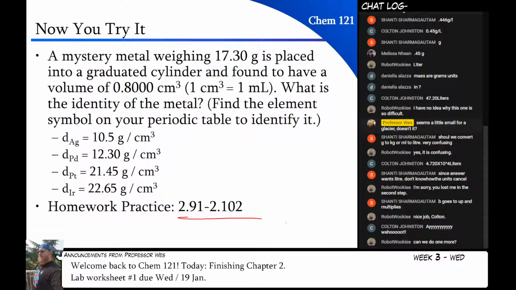All right. I'm going to give you a mystery metal. And my mystery metal has these properties. And I want you to tell me what it is based on these symbols. Now, in order to identify what each of those are, Ag, Pd, Pt, and Ir, you'll have to look at the periodic table for the name. So I want you to tell me the name of the metal based on these properties. So I'm going to give you a few minutes to do that. And then that's it for Chapter 2. We'll start Chapter 3. So, see you in a bit.